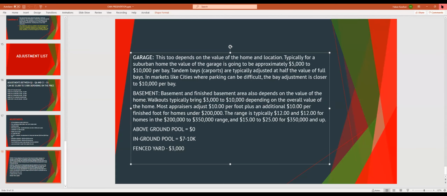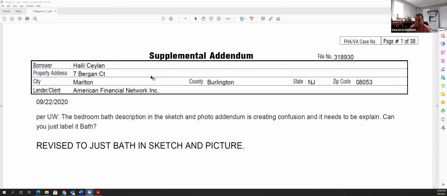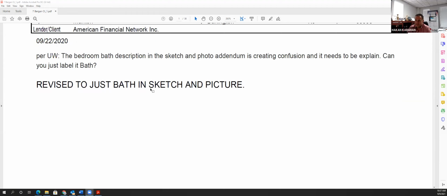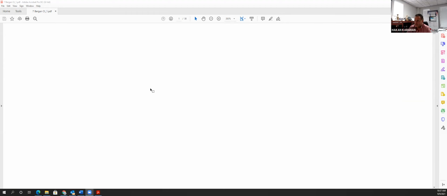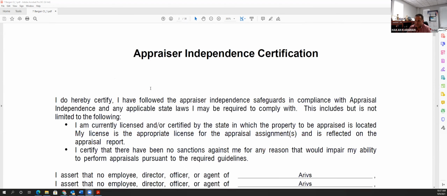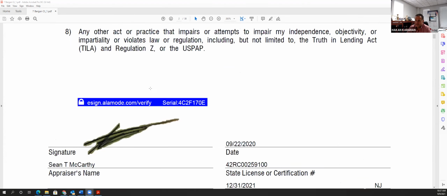But what I'm going to show you is another appraisal. Let me share that with you. So this is an actual appraisal that was done for one of our clients. I was representing the buyer. So here's the actual appraisal report, and we'll analyze it together.